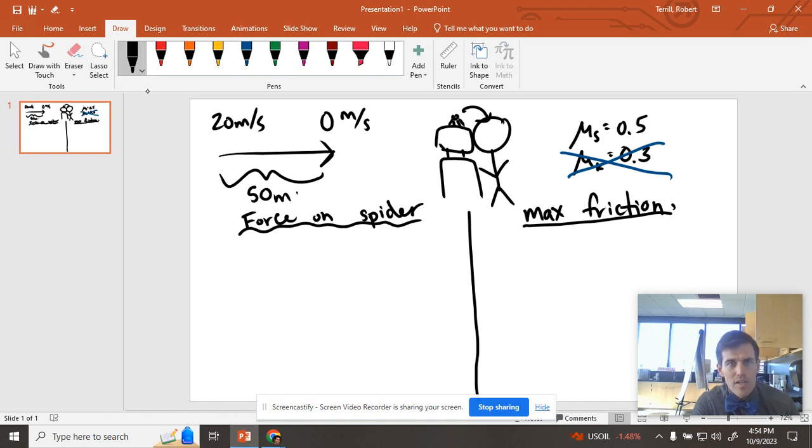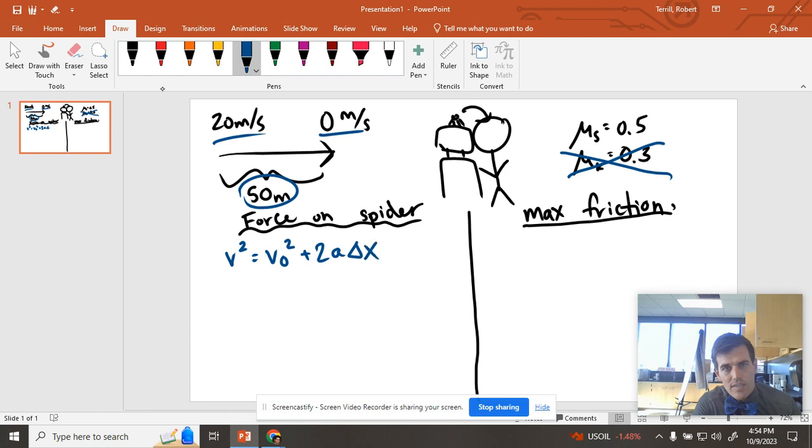To figure out the force that's actually on the spider, we can look at this as a kinematics problem. We have some speed stuff, some distance stuff. So this is starting to look a lot like this equation here: V squared equals V naught squared plus 2a delta x. And then we're going to try and find out what acceleration is. We know that the final speed is 0. So this is going to work out to be negative V naught squared divided by 2 delta x is equal to the acceleration.